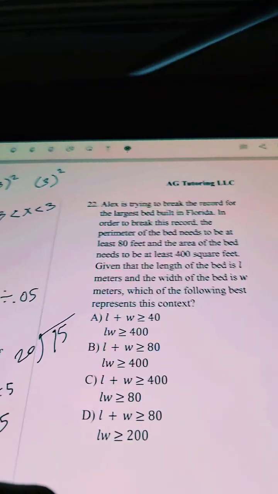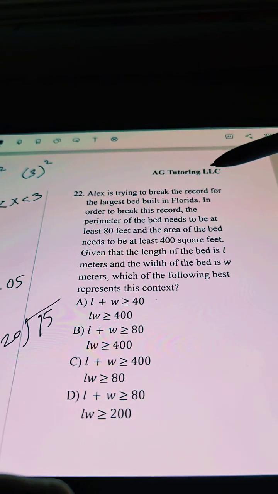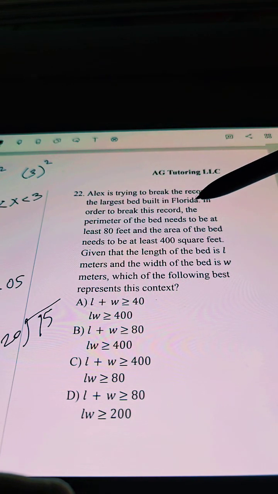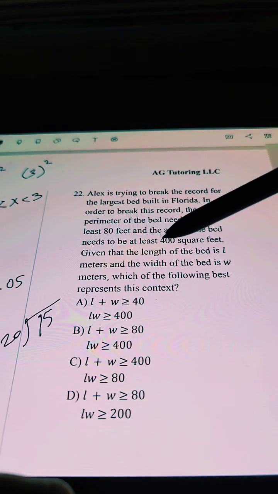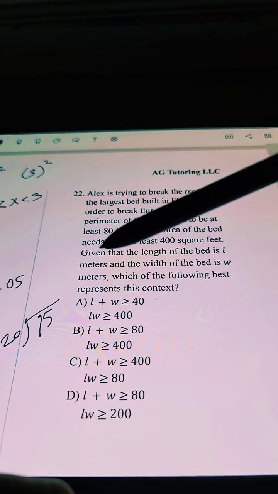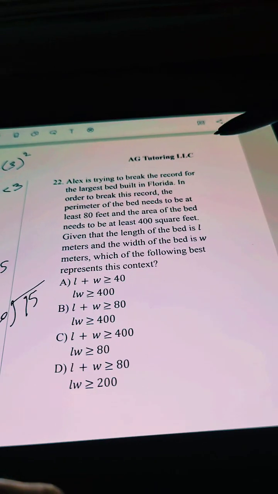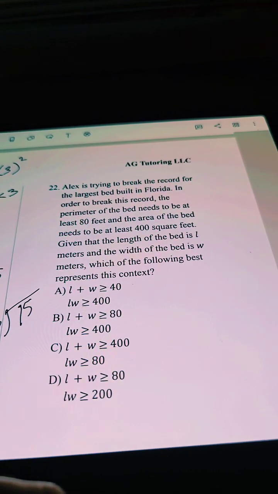Okay, so number 22. Alex is trying to break the record for the largest bed built in Florida. In order to break this record, the perimeter of the bed needs to be at least 80 feet, and the area of the bed needs to be at least 400 square feet. Given that the length of the bed is L meters and the width of the bed is W meters, which of the following best represents this context? Okay, so a bed is a rectangle, right?